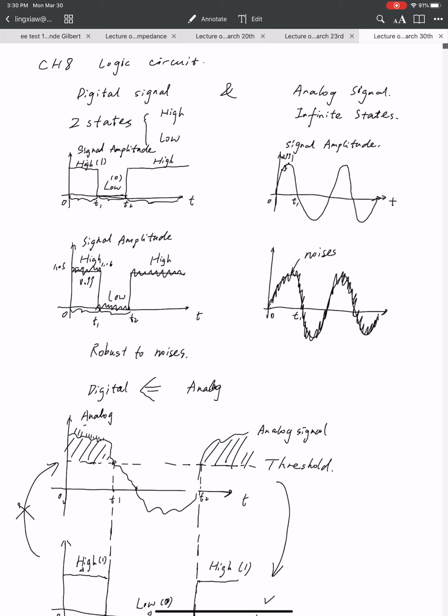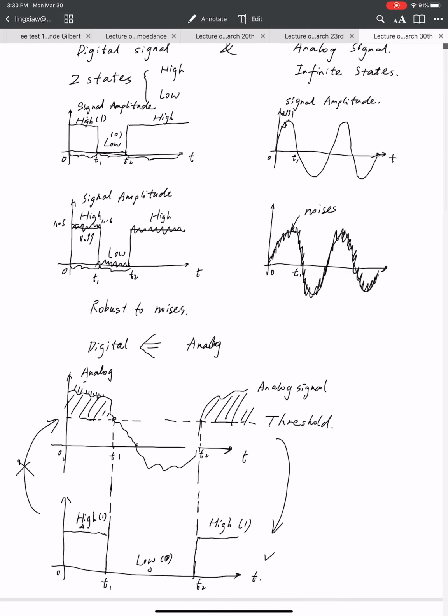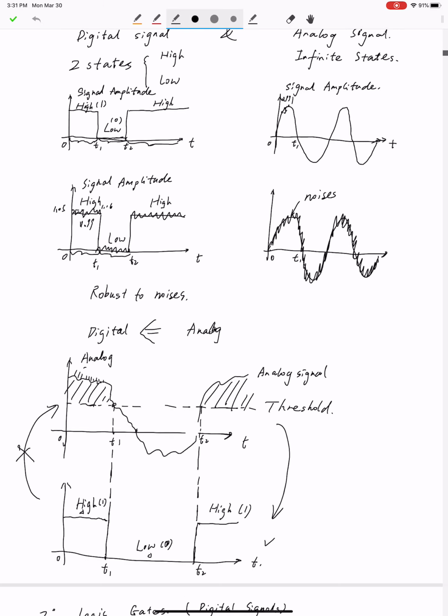Alright, so in today's class we're gonna start with the basic concept of logical circuit. Let me first introduce the difference between the digital signal and analog signal. For digital signal, it has two states, as I write it here. One state is high, the other one is low. For high state, we can use number 1 to represent, and for low state, we can use number 0 to represent.